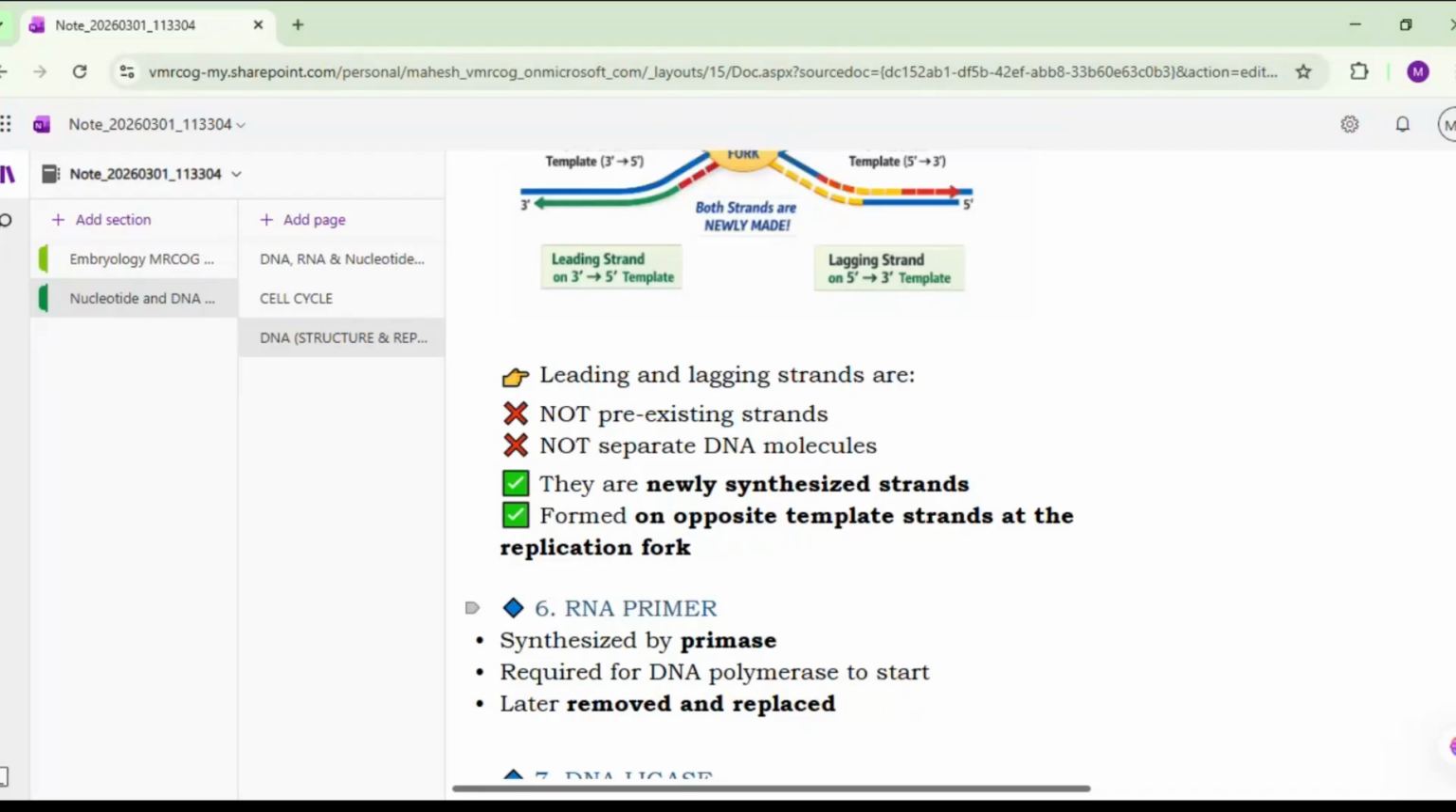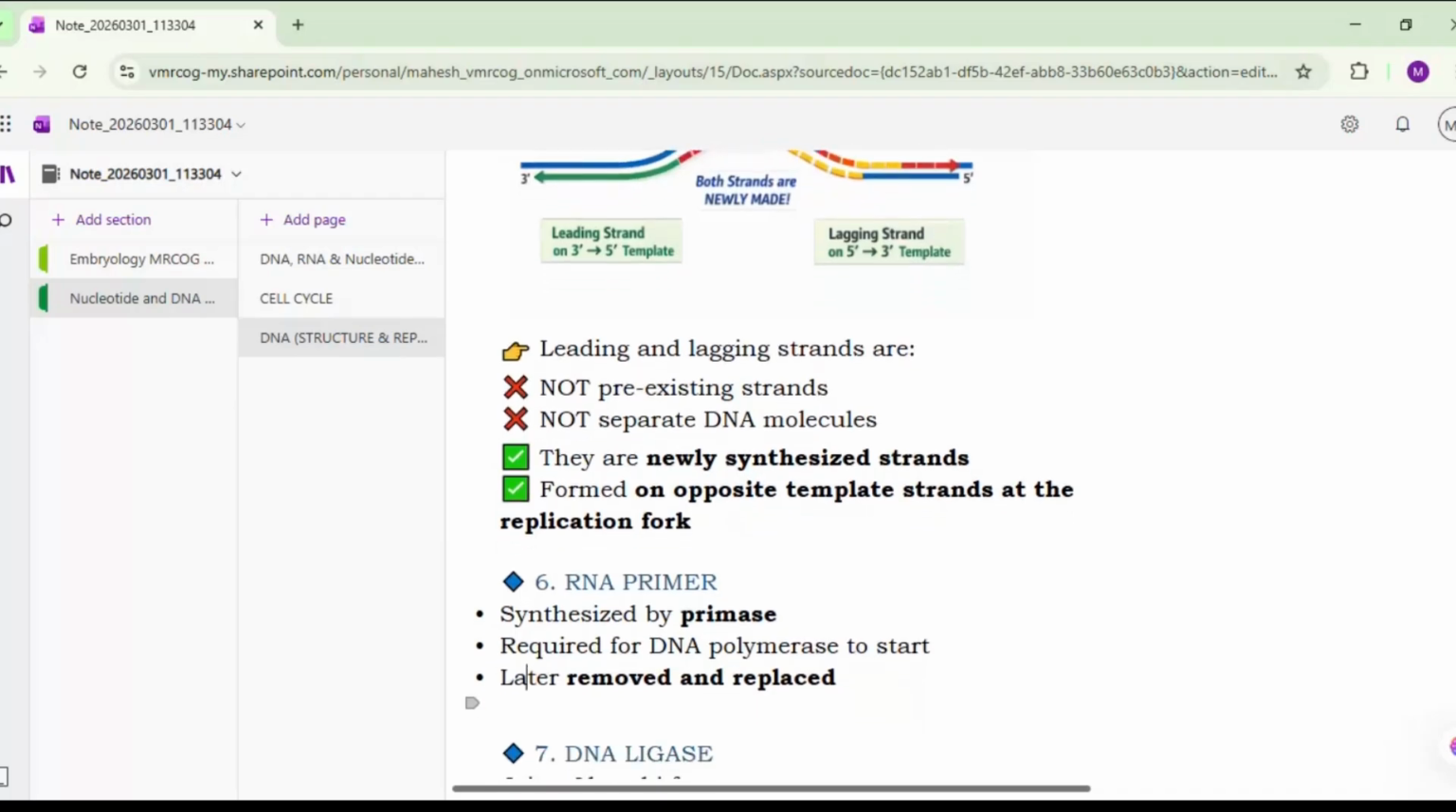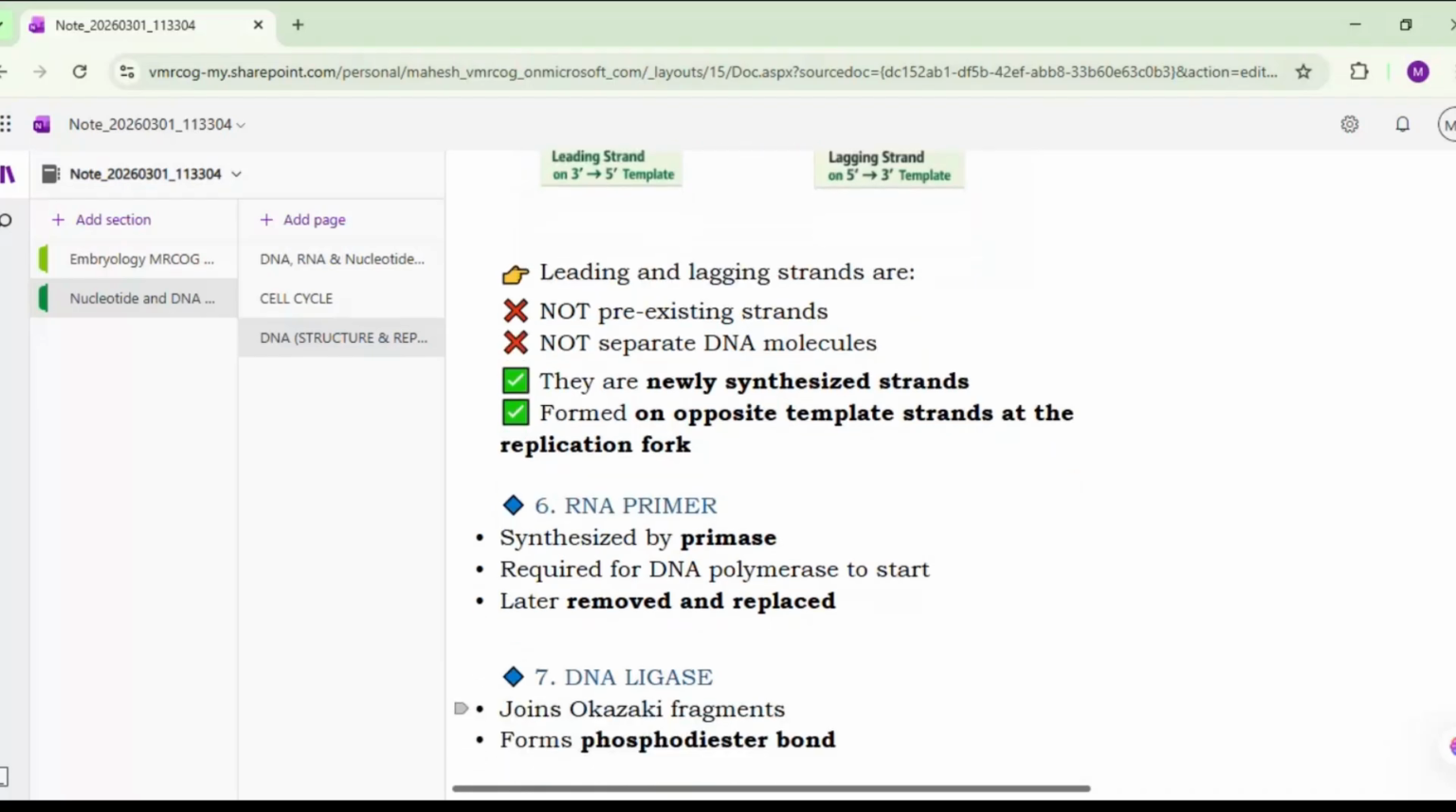What does the RNA primer do? It is synthesized by the primase. It is required for DNA polymerase to start its action. Later, it is removed and replaced. Okay. So DNA polymerase cannot act on its own. Then there is a DNA ligase. It will join the Okazaki fragments and it forms the phosphodiester bond.